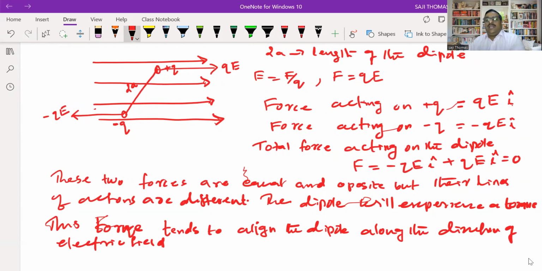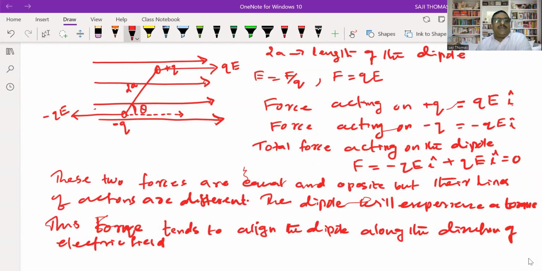Okay. Now we can obtain the magnitude of the torque. You know the formula to find out the magnitude of torque. Simple formula, force into perpendicular distance. So in the diagram, say the dipole moment makes an angle theta with the direction of the electric field. This angle is theta. So how can you find out the torque? Torque is the magnitude of either force multiplied by the perpendicular distance between the forces.